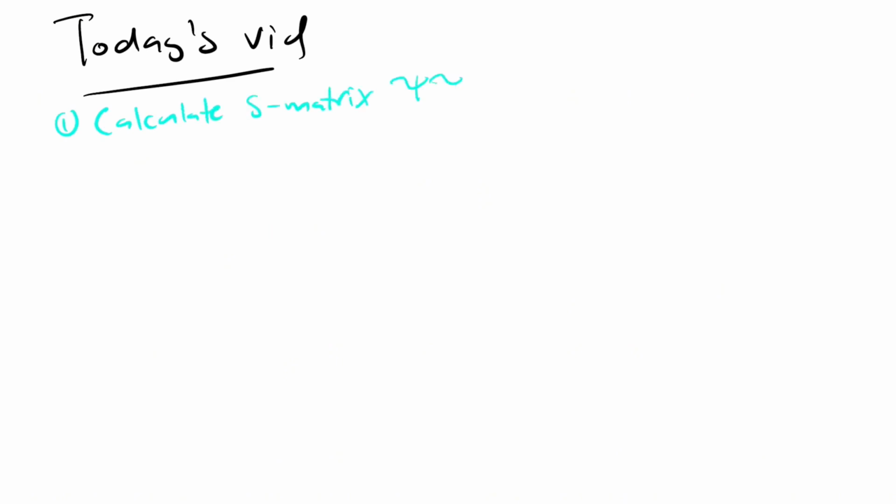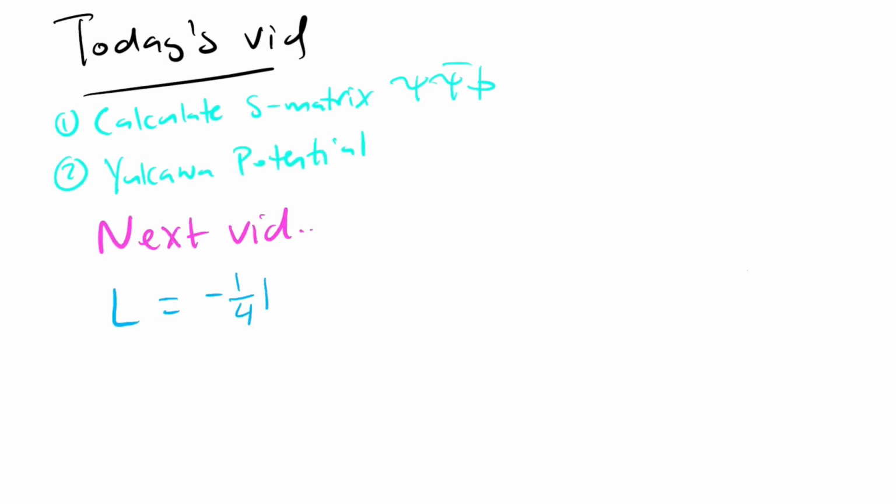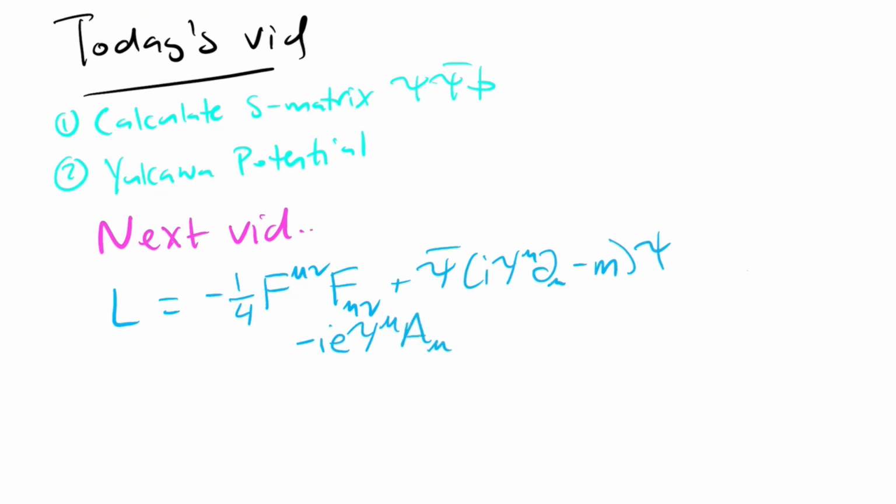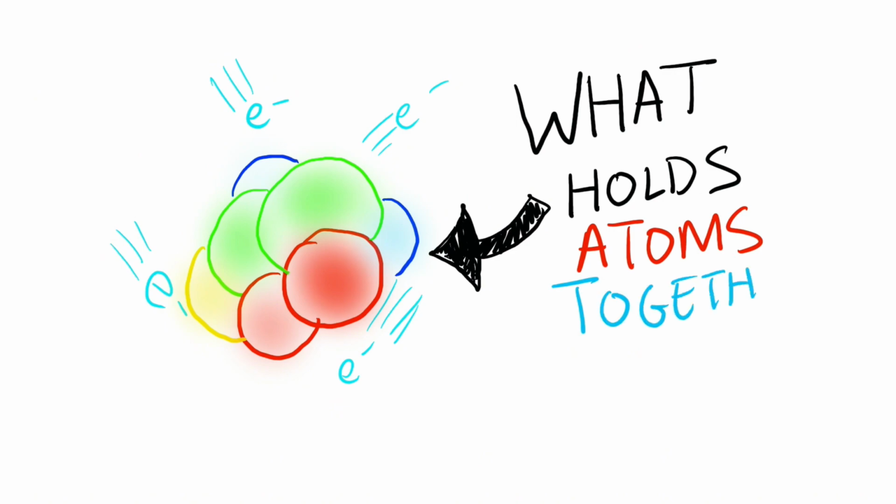In today's video, you learned how to calculate scattering amplitudes in the Yukawa theory. You also learned the deep connection between electron scattering and the Yukawa potential. In the next video, we'll finally tackle quantum electrodynamics, the first successful quantum field theory.